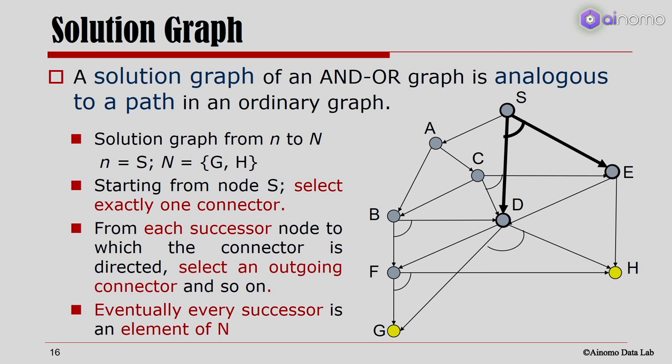Once we have solved D and E, we can look at E, which has a 1 connector to D, so we can mark that. Therefore, we have got the next node after E, which is D. At D, we realize we have a 2 connector leading to G and H, so we will mark that, and we have arrived at the solution set. So this is an alternate solution subgraph for the AND OR graph that we are illustrating here.